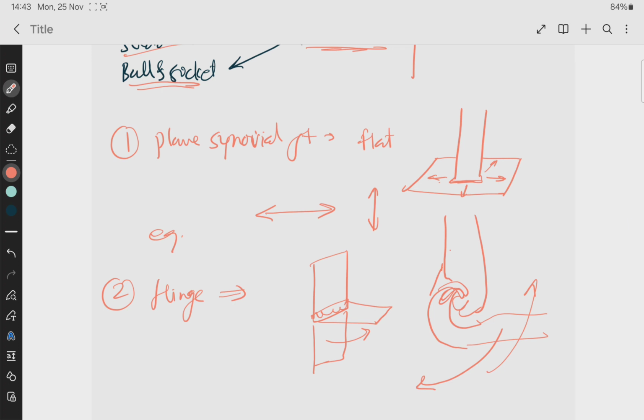It is also called a ginglymus type of joint. One surface is like a pulley, like this curve, and the other surface fits in it. So movement occurs at only one axis or one plane, and that is the transverse axis. Examples of a hinge joint are the elbow joint, ankle joint, and the interphalangeal joints. Elbow, ankle, and interphalangeal joints are the examples of the hinge variety.